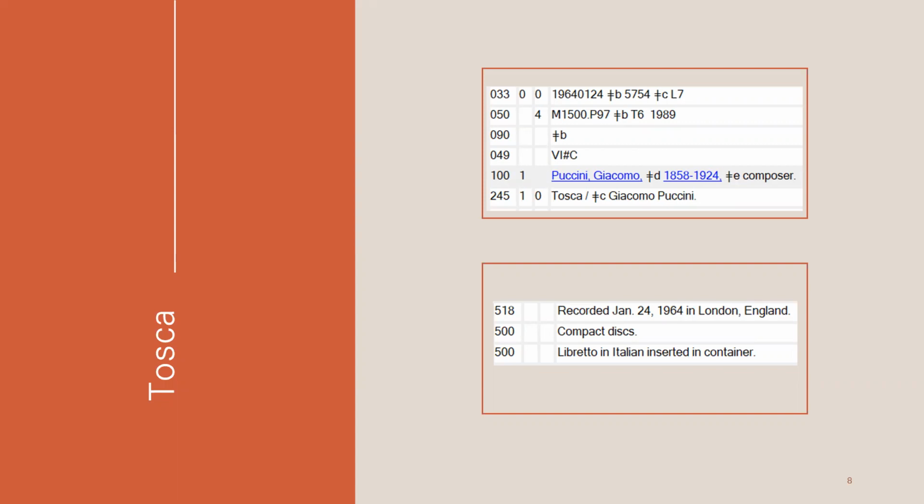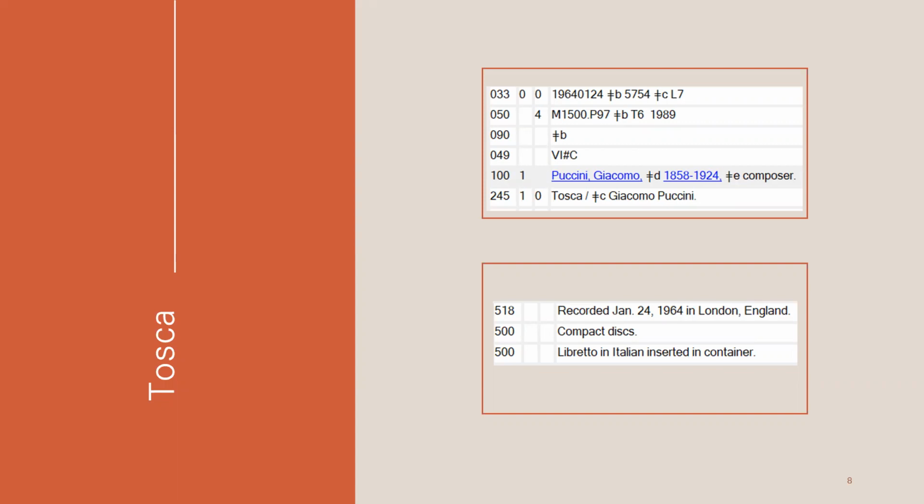And second indicator 0 is for the capture date or information about the recording of sound, the filming of images, or the production or creation of an item. And the date is in year, month, day format. In subfield B is the Library of Congress Geographic Classification Area Code. 5754 is for England and L7. Subfield C is the Library of Congress Geographic Classification Sub-Area Code, which is for London.